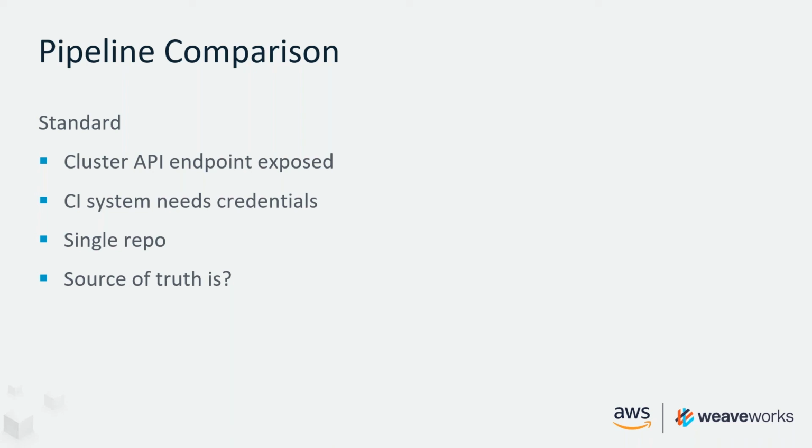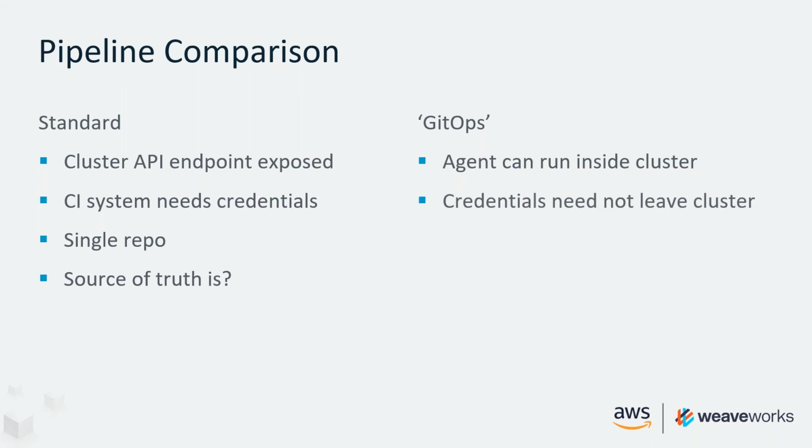In the GitOps pipeline, we've got the option of running the agent inside the cluster itself. When the cluster is up, the agent runs, it modifies the state of the cluster. It can sit inside the cluster and ask for state from the configuration repository that sits outside. So the credentials for operating on the API of the cluster itself, or indeed for the repository in which the config is stored, never leave the cluster.